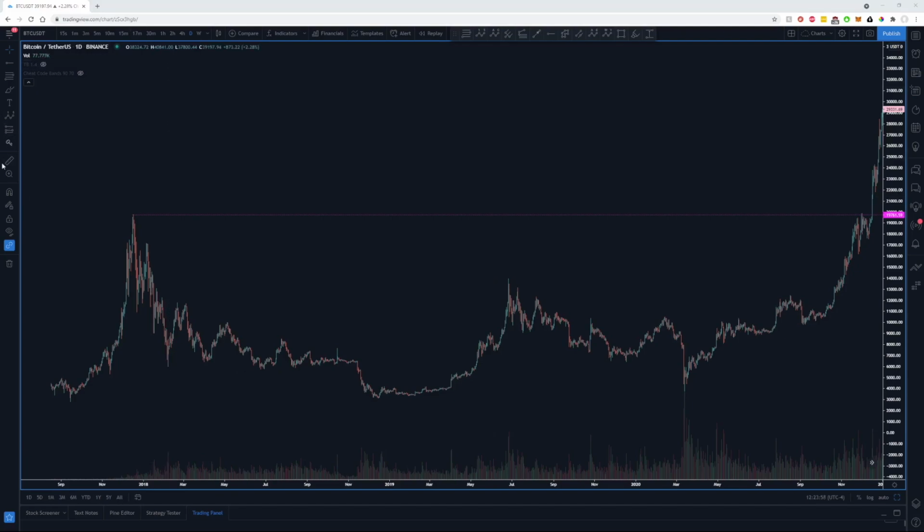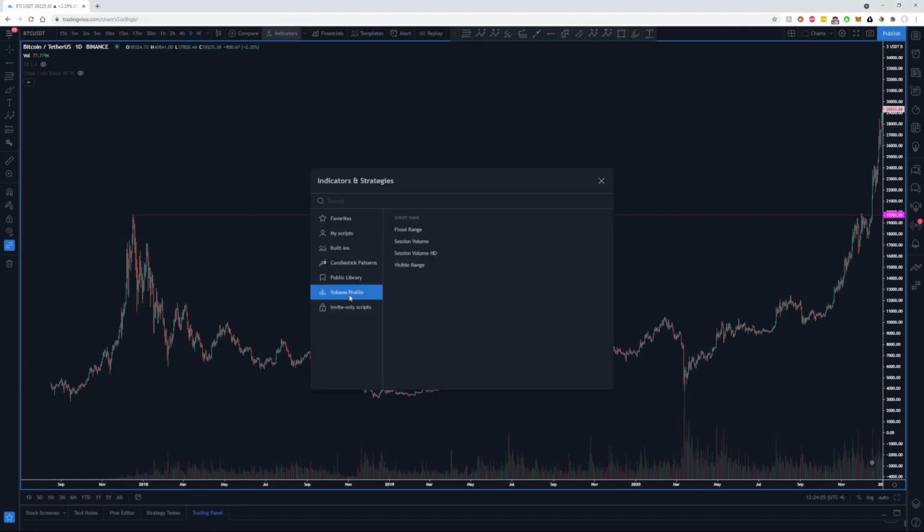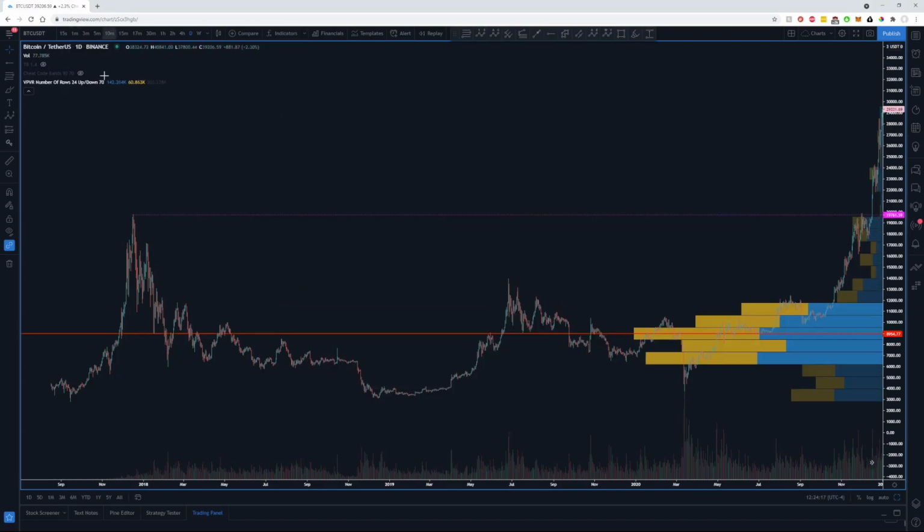So on TradingView here, in order to add the indicator to your chart, you're simply going to go up to indicators on the top up here, click on volume profile, and then you're going to click on visible range. And then right when you add this to your chart, it's going to look just like this, where you have huge blue and yellow bars on the right hand side here, and this is the indicator. You can also see a red line that goes through your chart as a result of the indicator.